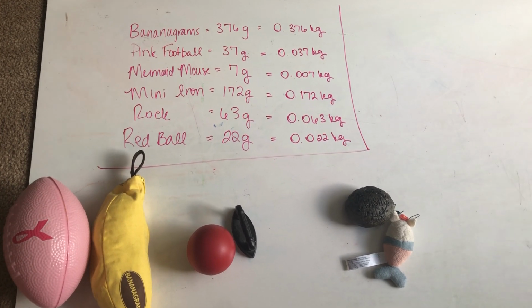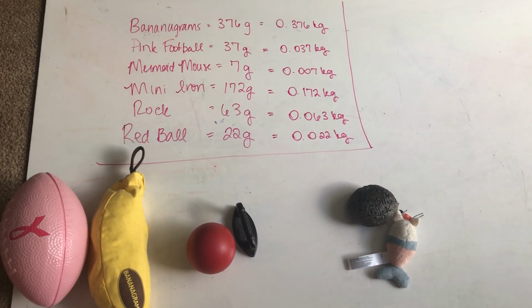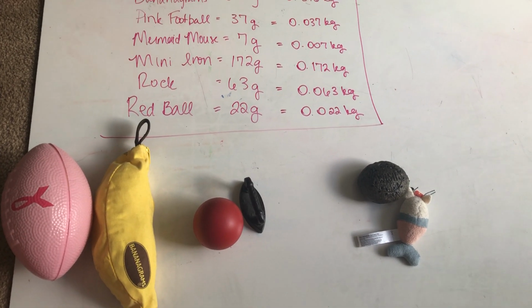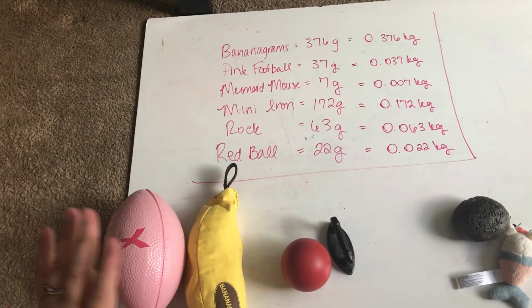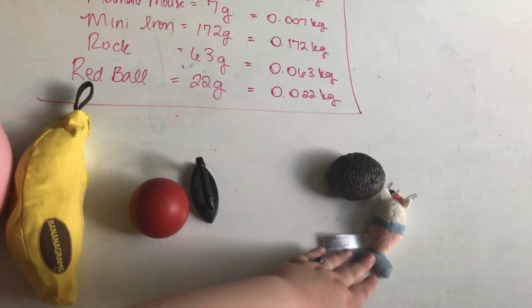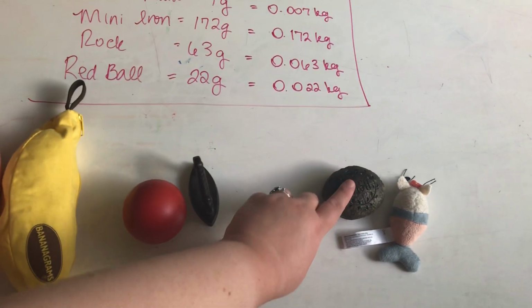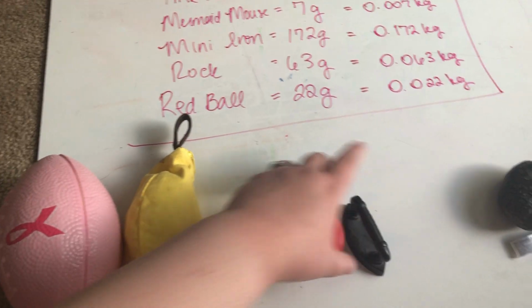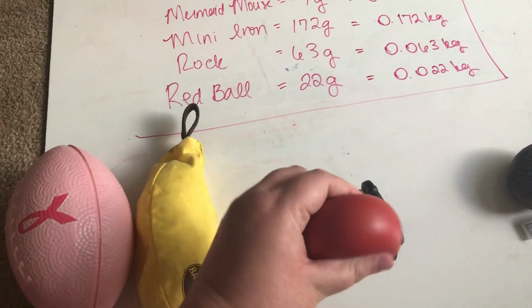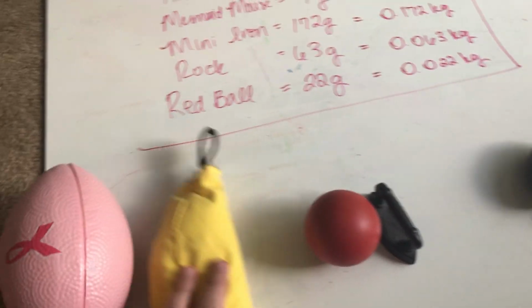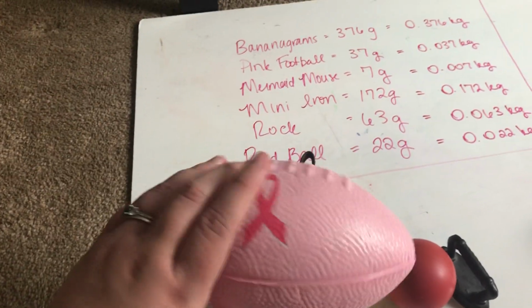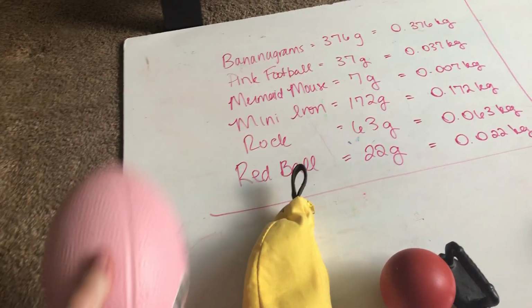For today's demo, we are going to work with the concept of free fall. To do that, what I've got is a collection of objects. So I have 3 different sets with 6 total objects. Small, I have one of my cat's mice and a decorative rock. I have a small iron, and it is in fact made out of iron, so it's a little heavy. And then I have this red stress ball. Then I have bananagrams, which has all of the pieces inside of it, and a pink foam football.